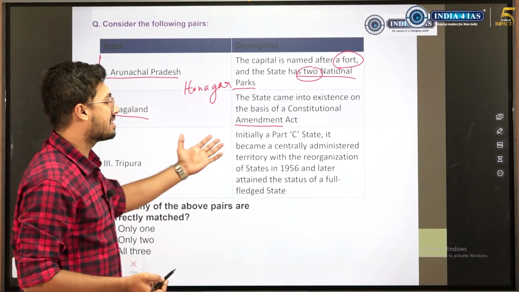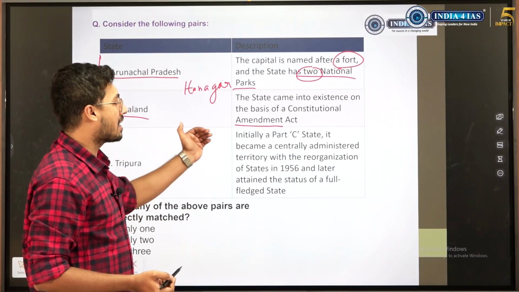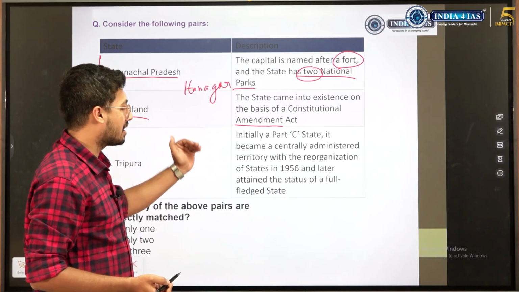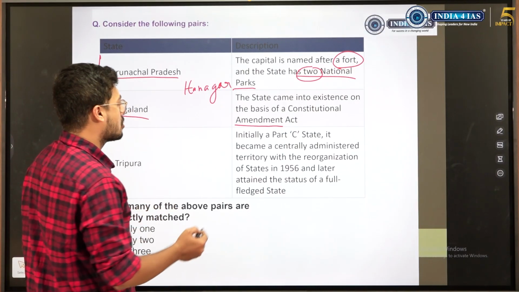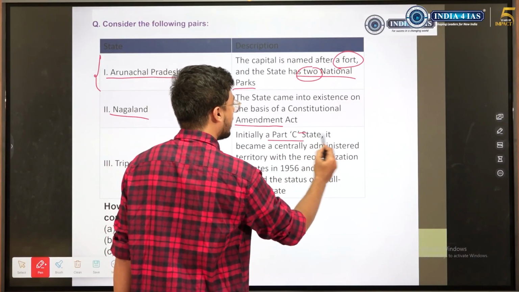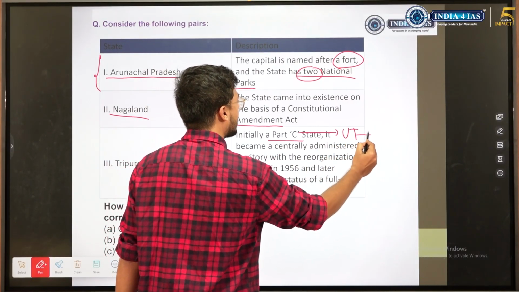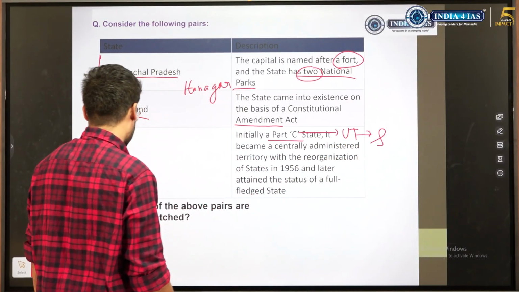Now we know what a Part C state is. Earlier, the princely states were made Part C. It became a centrally administered territory with the reorganisation and later attained the status of a full-fledged state. So what it's telling is, initially it was Part C, later it became a union territory, later it became a state. This is what it is telling.